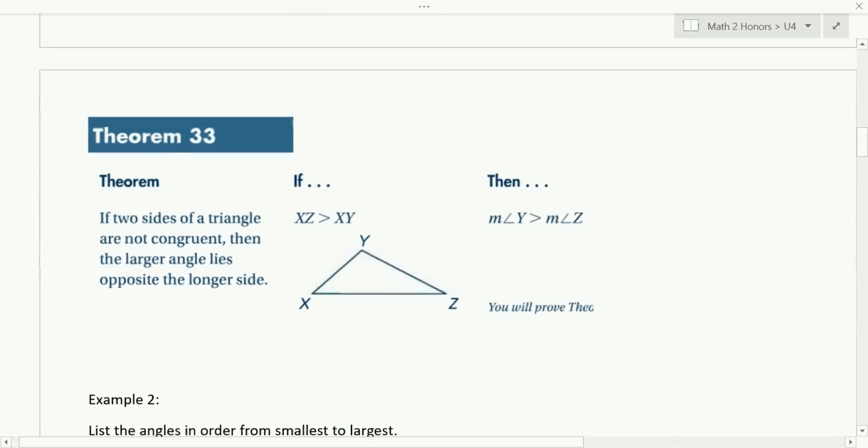It says that if two sides of a triangle are not congruent, then the larger angle lies opposite the longer side. Okay. Another important thing I want you guys to understand. Let's say that XZ is the longest side of this triangle. What this theorem is saying is that if you look at the angle across from that longest side, which would be angle Y, that would have to be the largest angle.